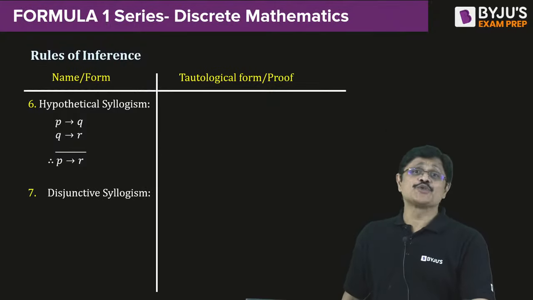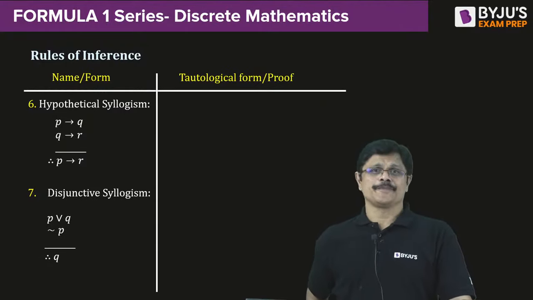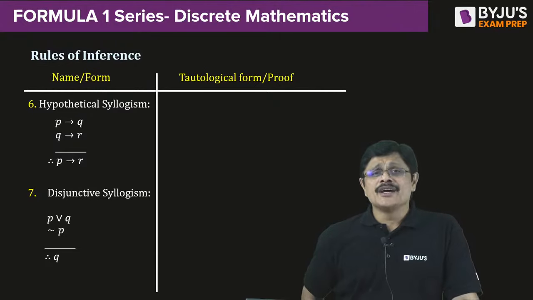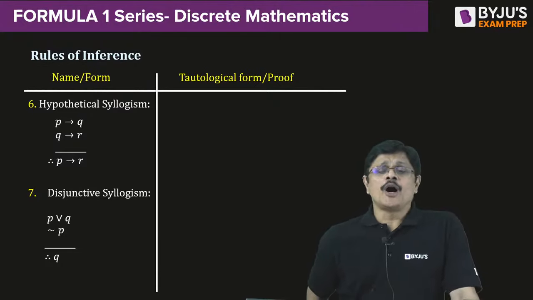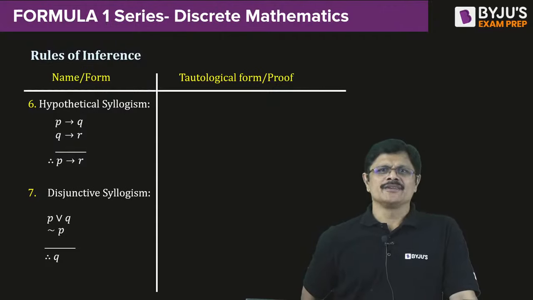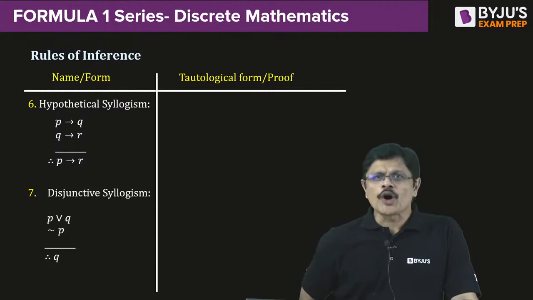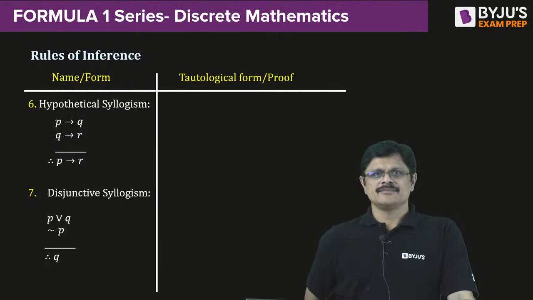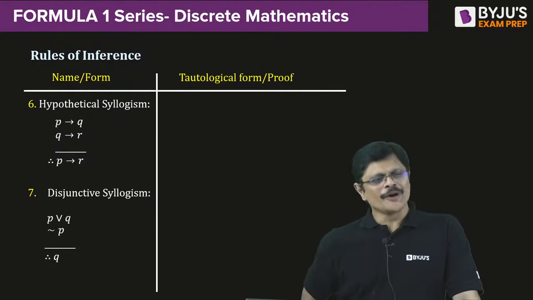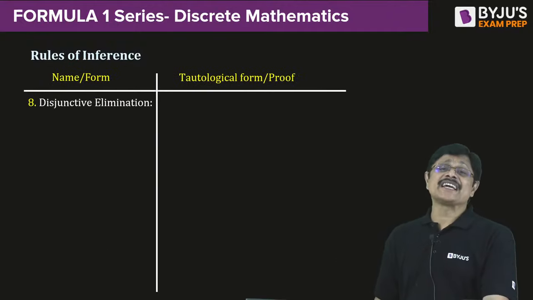Then comes disjunctive syllogism: P or Q, negation P, therefore Q. Either you talk or you sleep. You are not talking, therefore you are sleeping. Either you talk or you write. You are not talking, so you are writing. Those are examples.